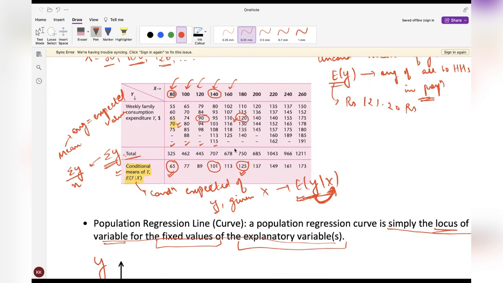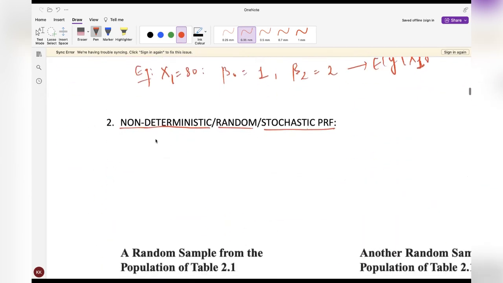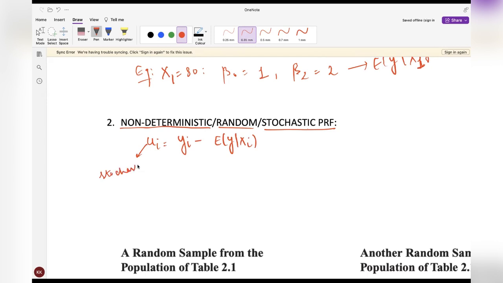So how do we take this difference into account? For that, we have the concept of disturbance term, which is equal to the deviation of individual yi from the expected value of y given xi. This ui is known as the stochastic error term or stochastic disturbance term. We consider this to be random. It can take positive values, it can take negative values also, fine?